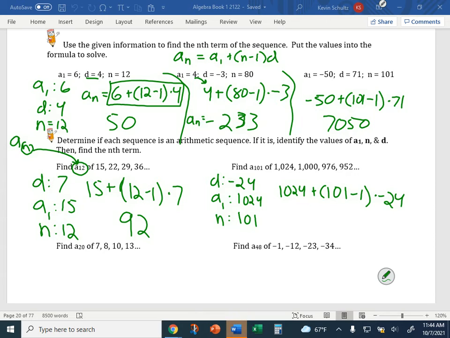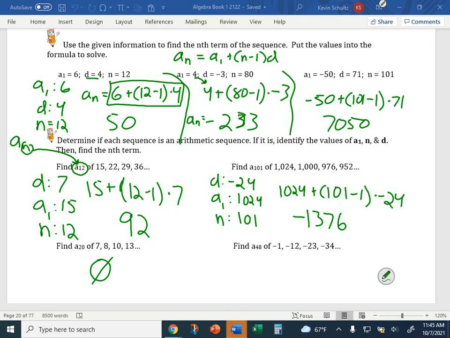Lauren? Negative 1,000 what? Do I have a second on that? Yeah? Yep, good. Okay. Negative 1,376. That third one there, the 20th term of 7, 8, 10, 13, that is a pattern with addition, right? We're adding 1, adding 2, adding 3. However, why is it not an arithmetic sequence? What about that pattern of plus 1, plus 2, plus 3 makes it not an arithmetic sequence?